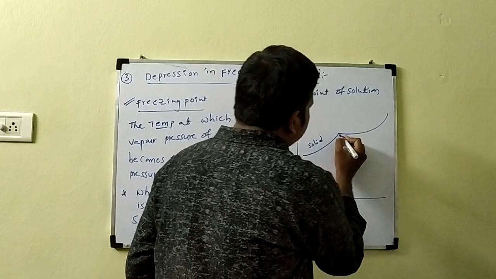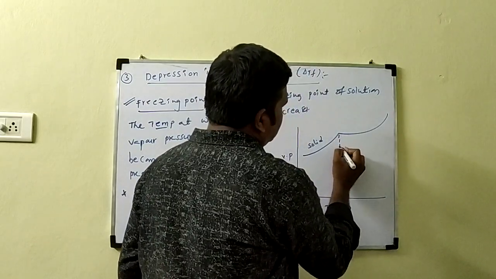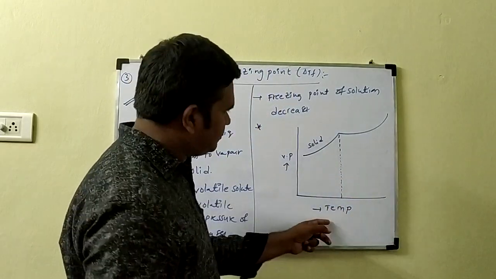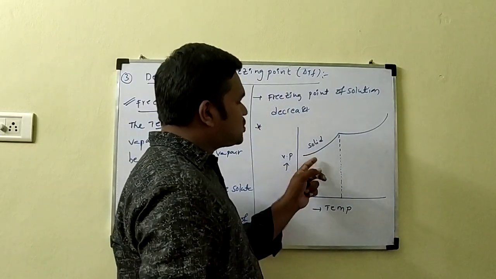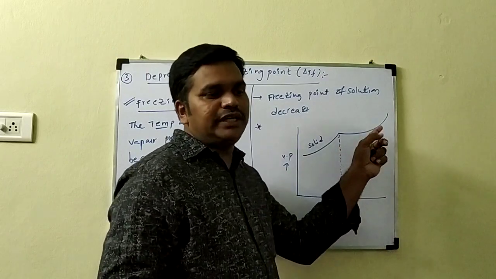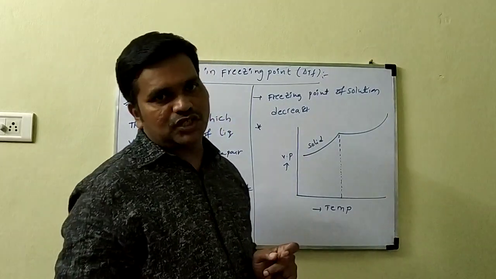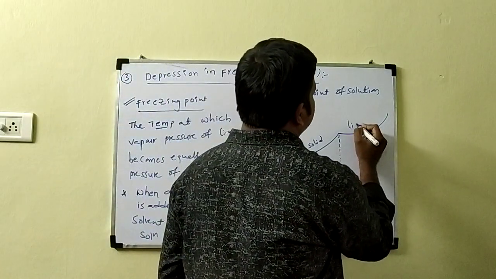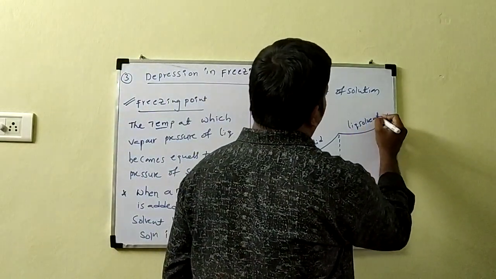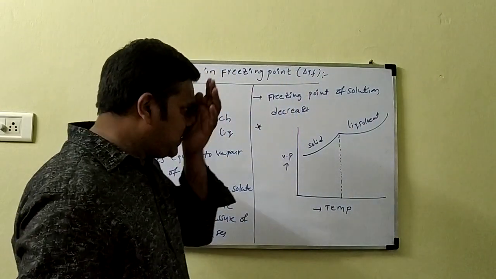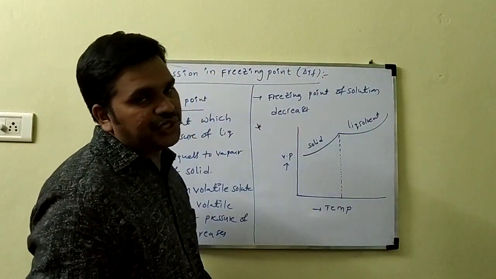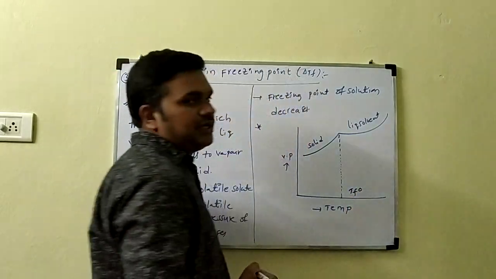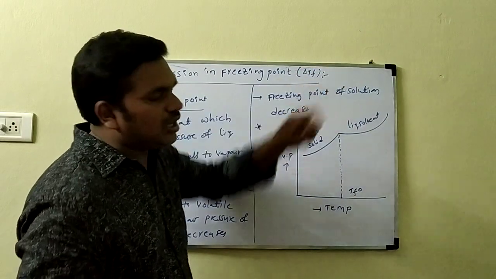Now we can see the point. At this temperature, the solid and liquid are both in equilibrium. This is the liquid solvent. This is the freezing point of the pure solvent, which we denote by TF naught. Now to this solvent we are adding a non-volatile solute.